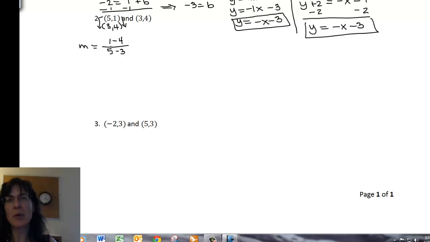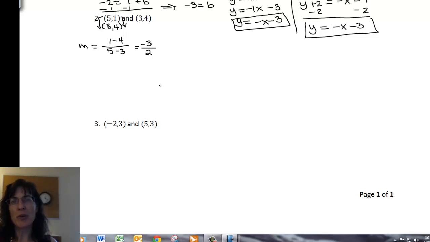Now, when you do it this way, remember you always have to take what you decided was the top ordered pair minus the one that's below it. And that's the same thing that we're doing with our variables when we use the formula. So when we do that, I have 1 minus 4, or negative 3, over 5 minus 3, or 2, so my slope is negative 3 halves.